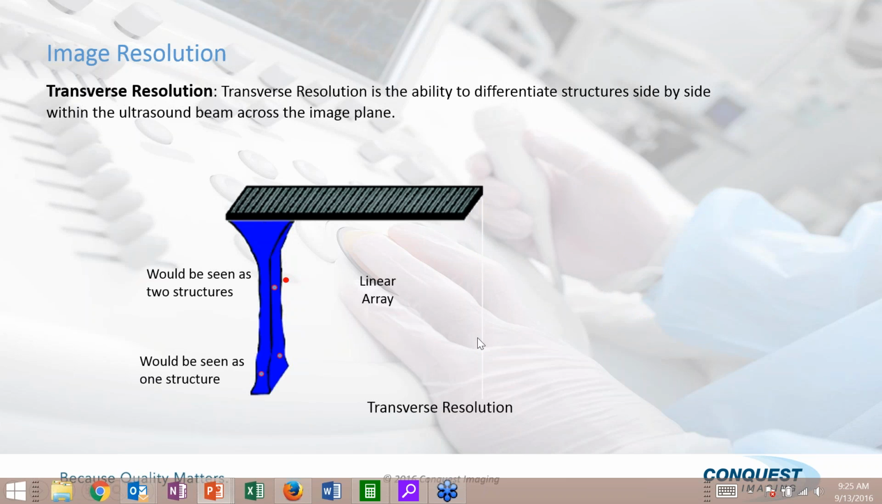Transverse resolution is, if you look at this graphic here, basically we have our x-axis, which is left and right, our y-axis, which is up and down, and this would be our z-axis, which is our depth. So transverse resolution is, can we distinguish between two structures that are side by side along the ultrasound beam?